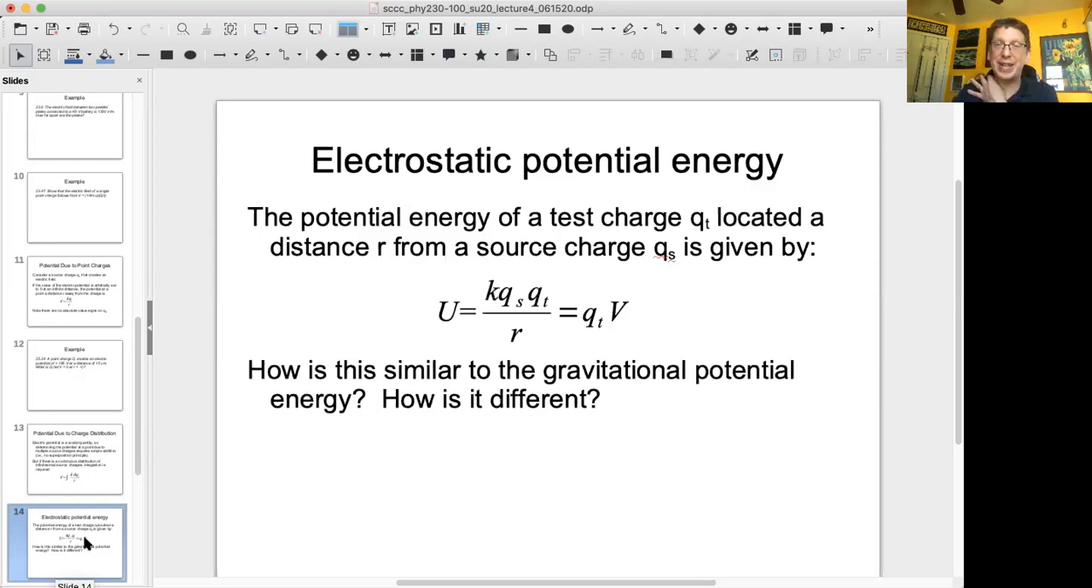Again, the most significant difference is that gravity is universally attractive. Electricity can be attractive or it can be repulsive.